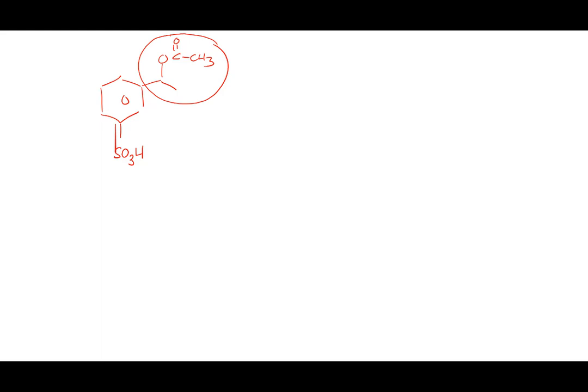So let's think about this somewhat rationally. Okay, it's attached to a benzene ring. But what's the big functional group here? What's the major functional group that's circled? An ester. Okay? So let me think. Do I know any ways to make esters? Anybody have lab yesterday? How'd you make the ester yesterday?